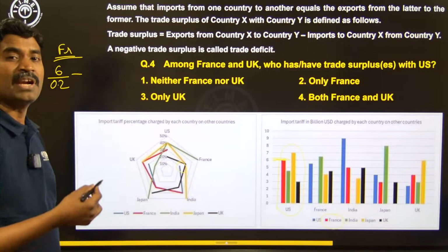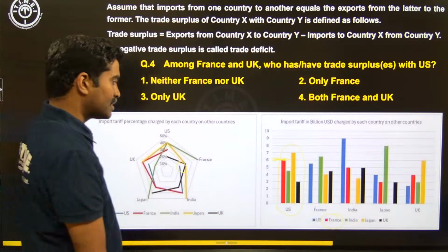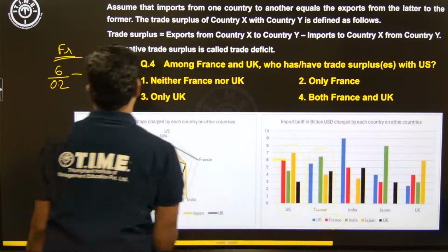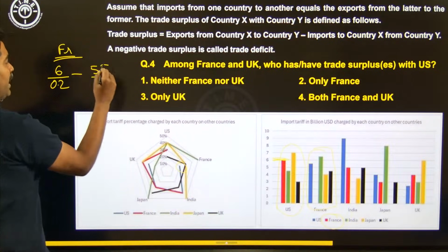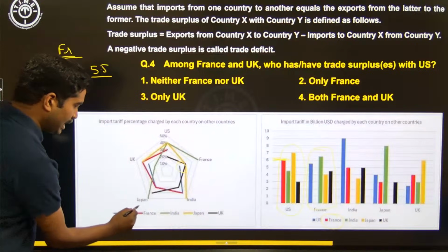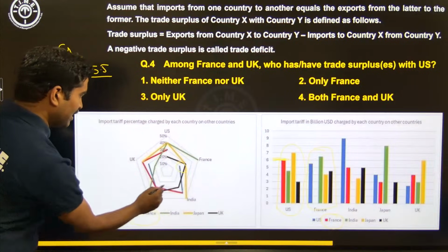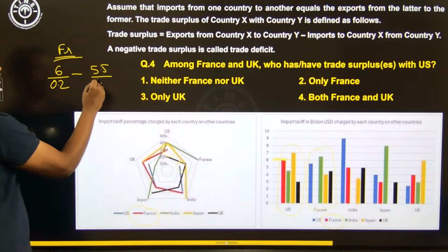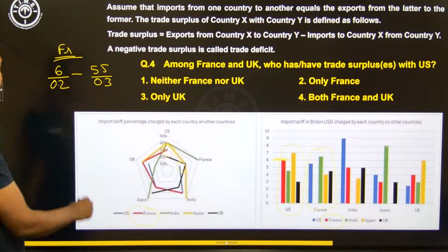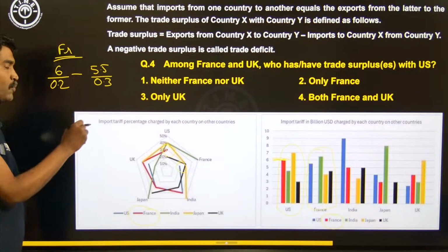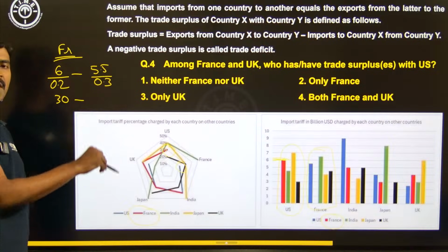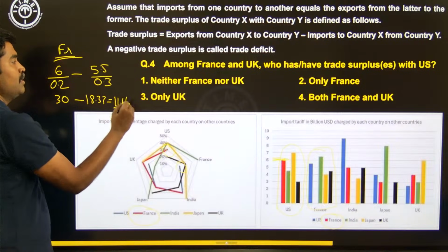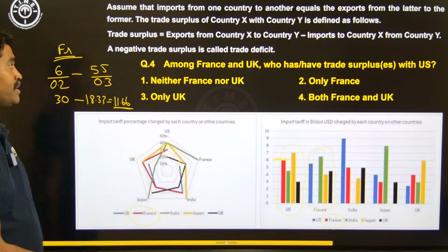Minus what is France importing from the US? Check France. Check imports US. How much is this? 5.5. 5.5 by how much is France levying against the US? Check the red line. When does it touch the US? 10, 20, 30. Right? Minus 5.5 by 0.3. Correct? How much is this? 6 by 0.2 is 30. Minus 55 by 3. 18.33. How much is this? 11.66. So France definitely has a trade surplus.